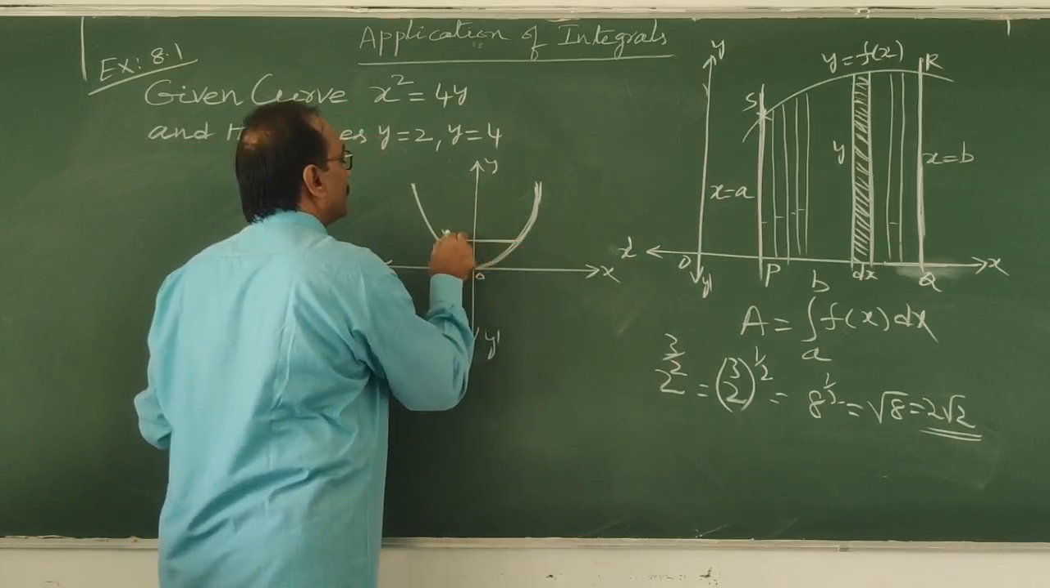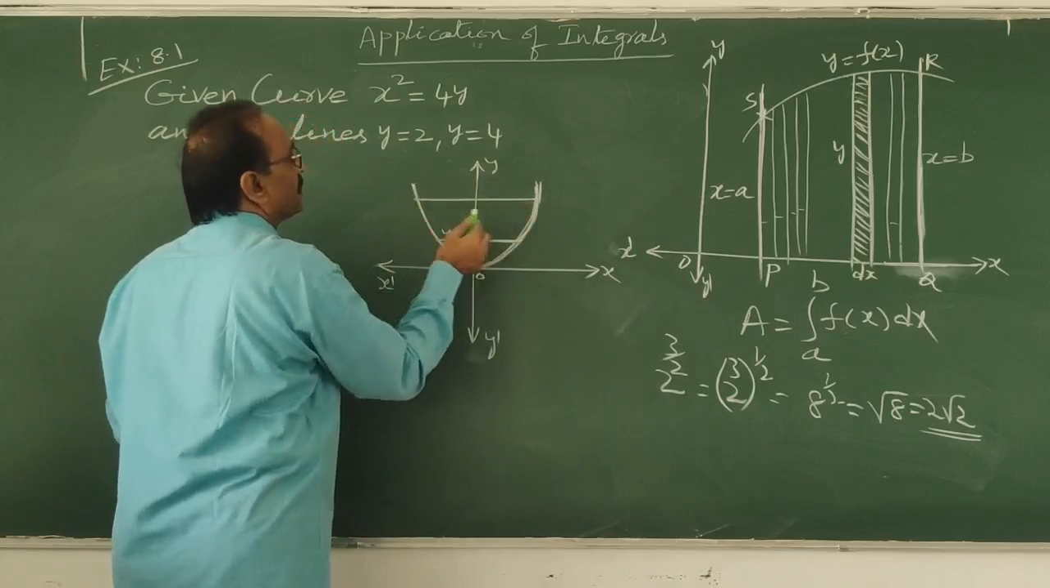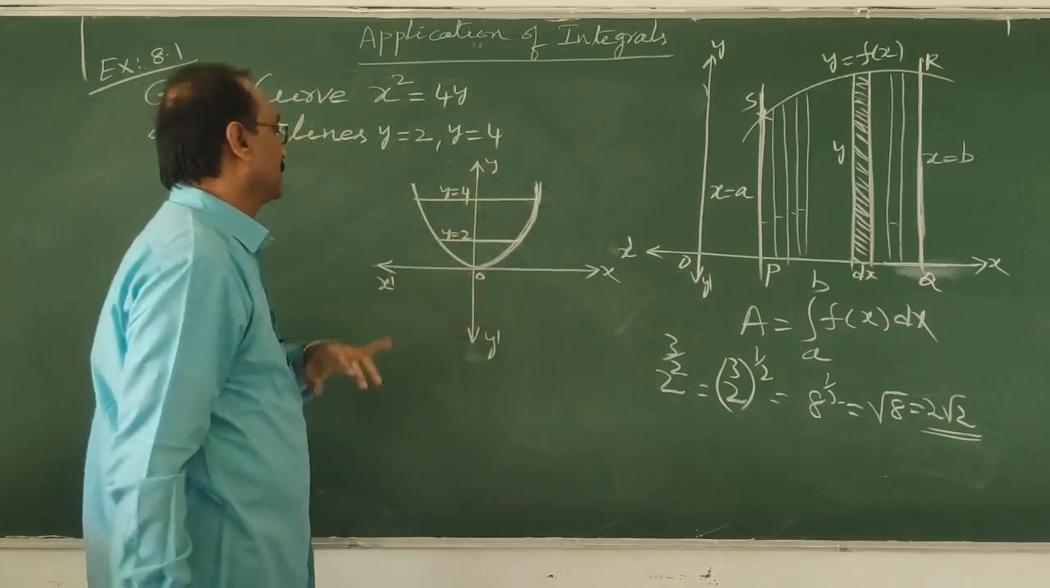Say this is y is equal to 2. Next, y is equal to 4. Another line will be here. So this is y is equal to 4. I draw this line. Okay.